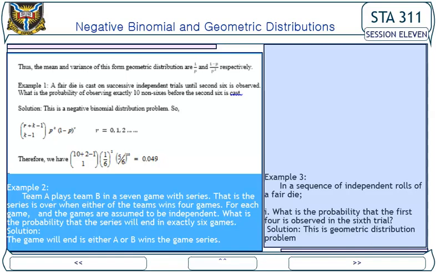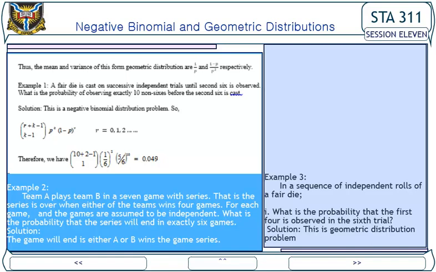Solution. This is a negative binomial distribution problem. So, R plus K minus 1 combination K minus 1, in bracket, P raised to power K, 1 minus P in bracket raised to power R, for R equal to 0, 1, 2. Therefore, we have the probability is equal to 0.049.